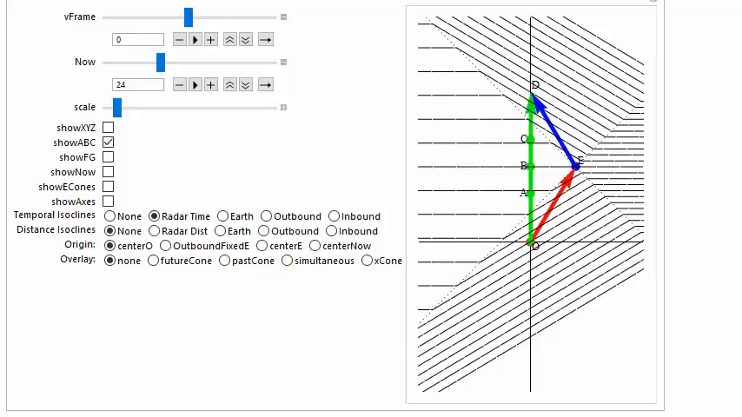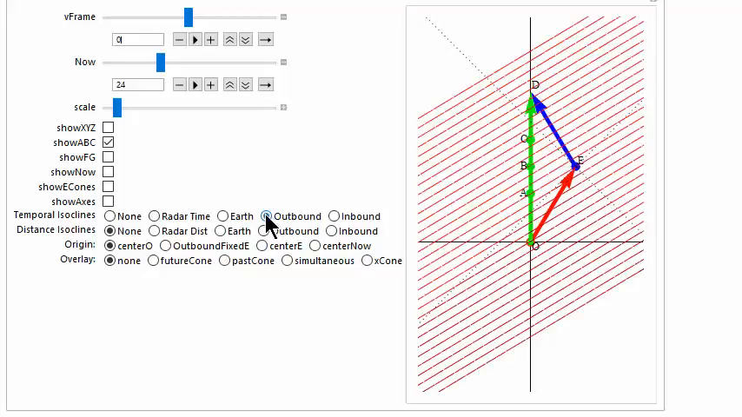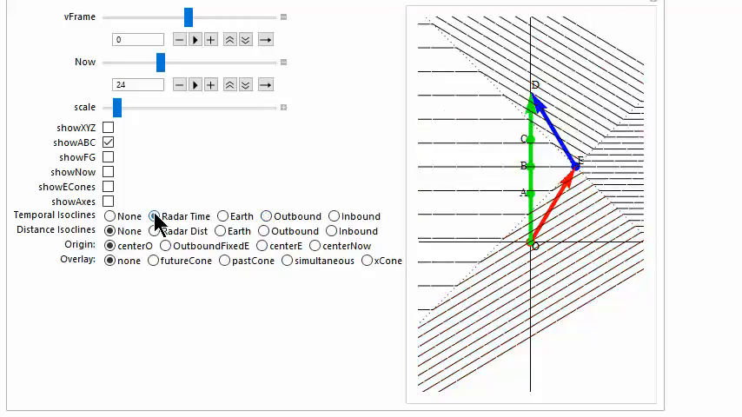from temporal facing. For instance, the coordinates of all of the events in this region, which is the past light cone of event E, are the same as the coordinates of the outbound twin. And the coordinates of these events, which are all the events in the future light cone from event E, are the same as the coordinates of the same events in the perspective of the inbound twin.